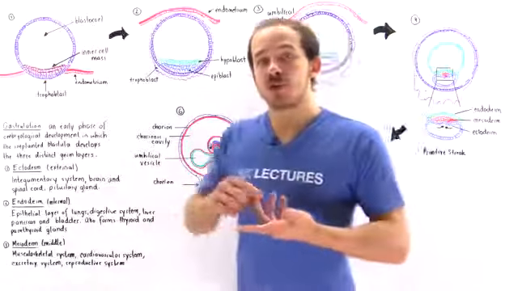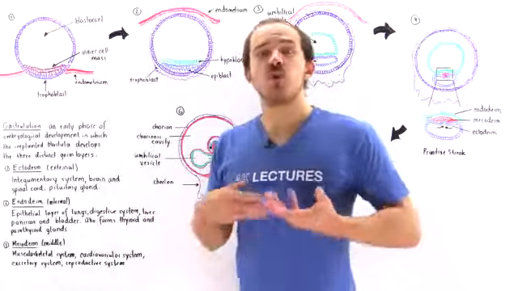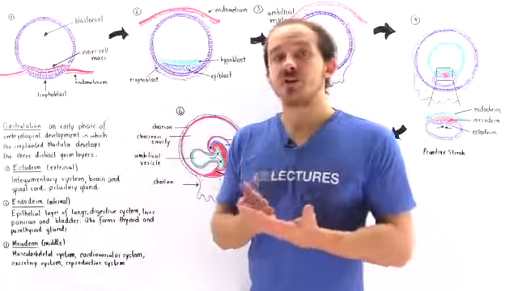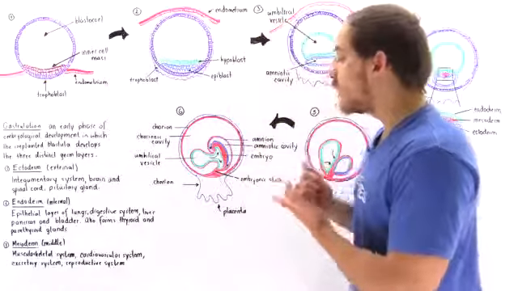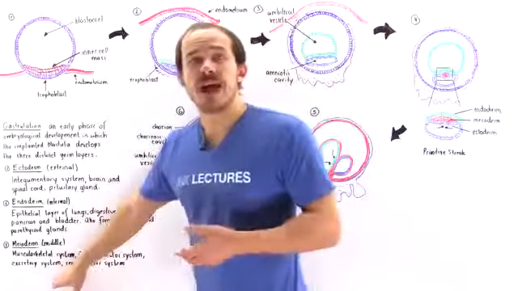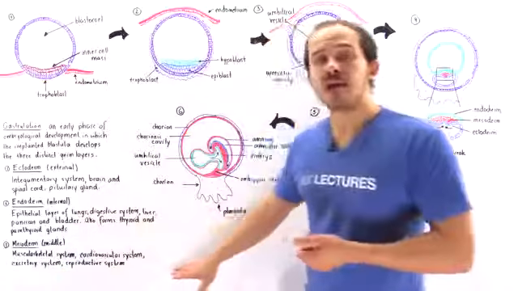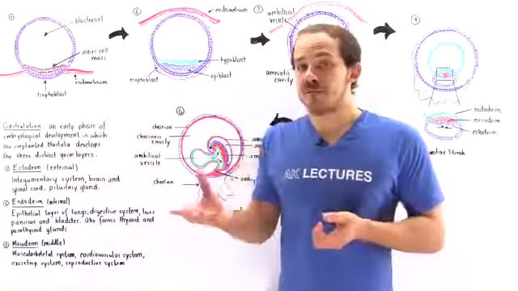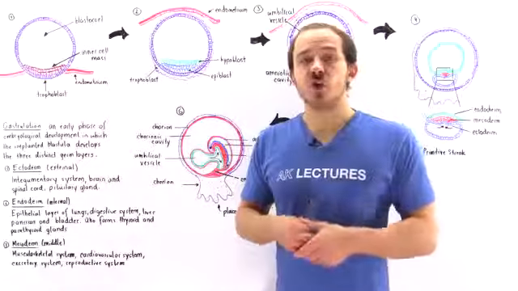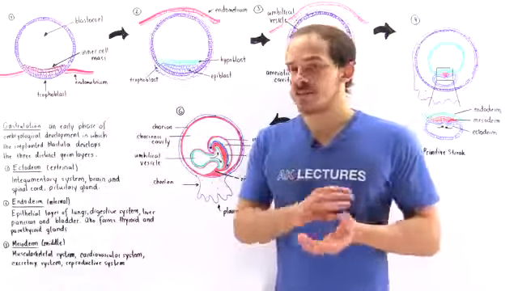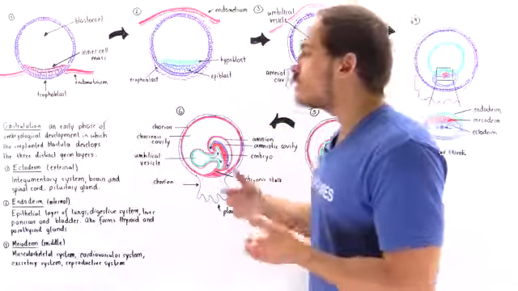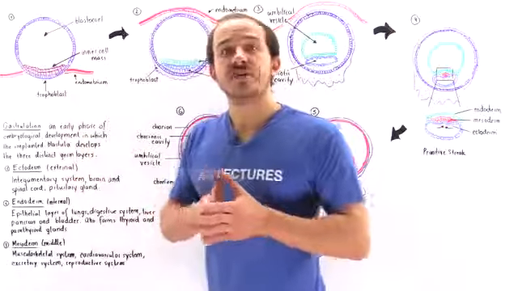Now, because we form the cardiac muscle, that means we also form the cardiovascular system of the body, and that includes the heart as well as the blood vessels. We also form the excretory system as well as the reproductive system, so that includes the gonads of the female, the ovaries, as well as the gonads of the male, the testes. So these are the three different layers that are formed during the process of gastrulation.